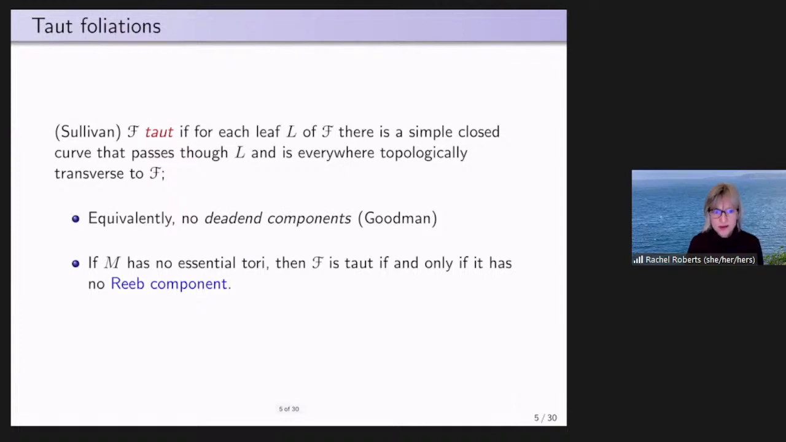And I think Larry will say more about this, but that's equivalent, thanks to Sue Goodman, to no dead-end components. And often we can, well, in this talk anyway, we can just assume no essential tori, and then F is taut if and only if it has no Reeb component. So one of those foliations of the solid torus where you have a torus leaf and then an S1's worth of R2s.